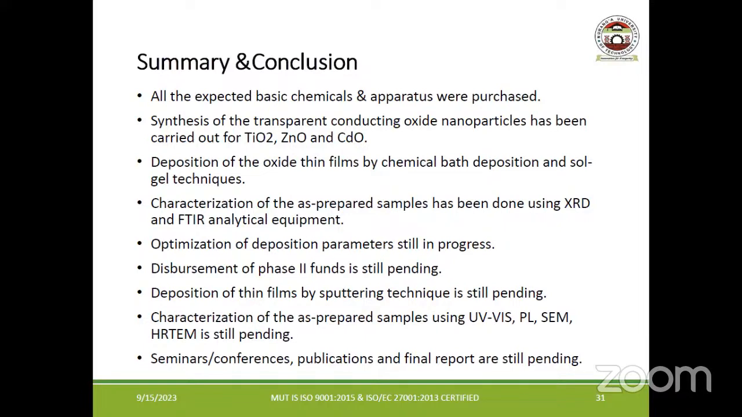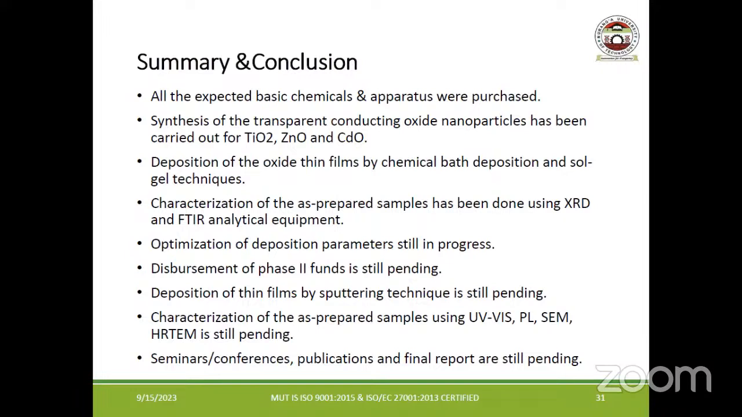So in my summary and conclusion, we want to say that all the expected basic chemicals and apparatus, we were able to purchase. We managed to synthesize the nanoparticles for the three compounds, that is the TiO2, zinc oxide, and cadmium oxide. And we did a bit of thin film deposition using the chemical bath deposition and the sol gel techniques. We have managed to do characterization of the particles using the XRD and the FTIR, which are available at our university.